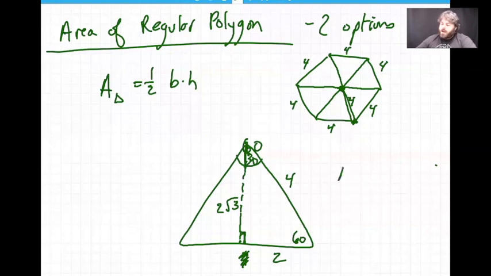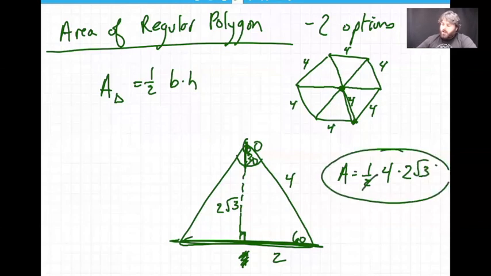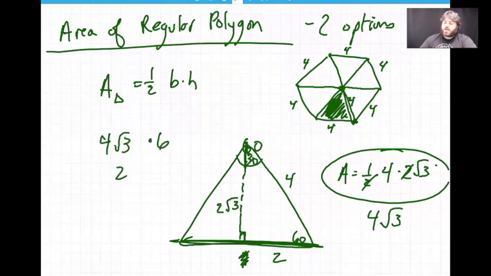So I know that my area is 1/2 of the base, which is 4, remember, the base is this entire distance, times the height, which is 2√3. That's the area of this one little triangle. Then you just take that and multiply it by however many of those little triangles you have. Well, there's 6 of those. So I'm going to do 4√3 times 6, which is going to give me 24√3.